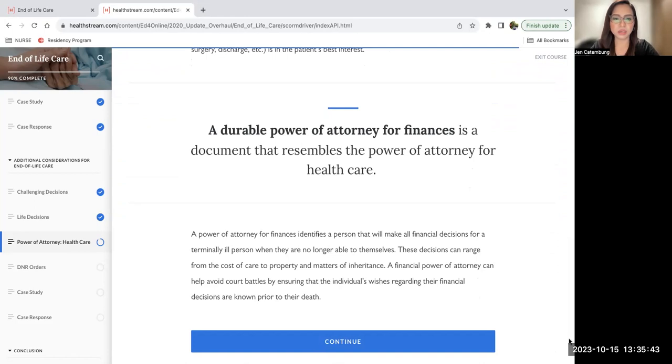for healthcare. A power of attorney for finances identifies a person that will make all financial decisions for a terminally ill person when they are no longer able to themselves. These decisions can range from the cost of care to property and matters of inheritance. A financial power of attorney can help avoid court battles by ensuring that the individual's wishes regarding their financial decisions are known prior to their death.